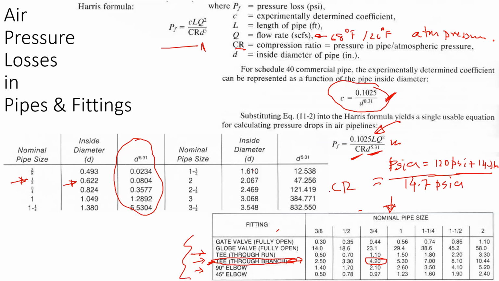So I hope this explained how to use this friction loss calculation formula, so this pressure loss. Once we know the pressure loss in a system, we can calculate the horsepower loss and cost and things like that.